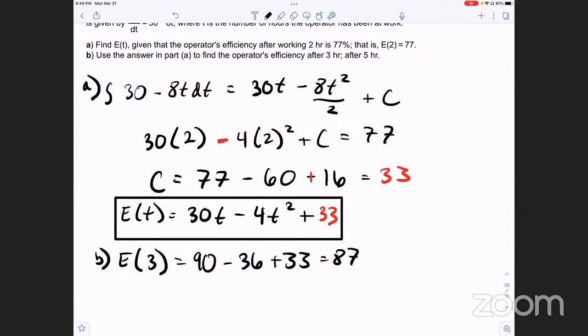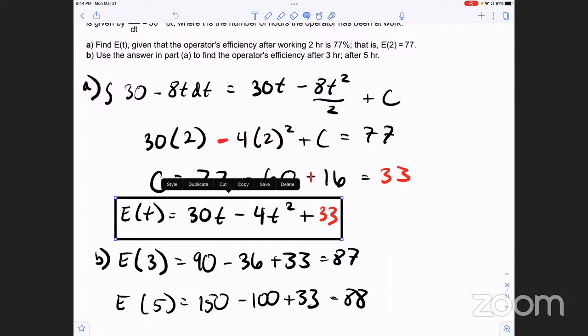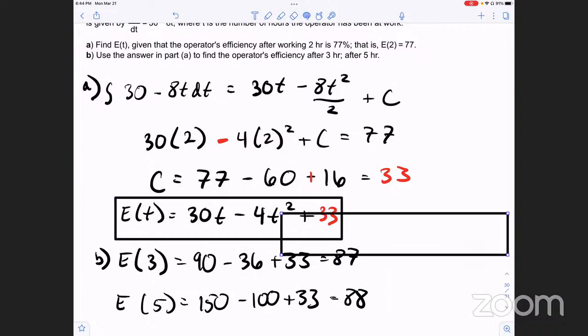And then they want an E of 5. 150. 25 times 4, so minus 100 plus 33. What is that? 50 plus 33 is what, 88? Okay, so these are the results to read that. And then I'll do copy and paste.